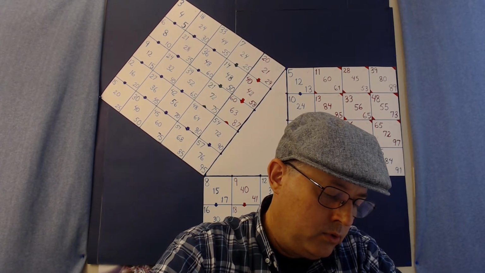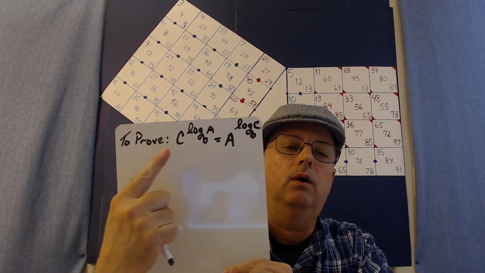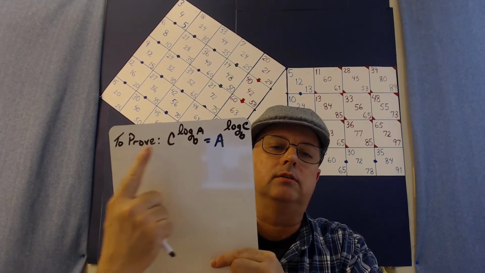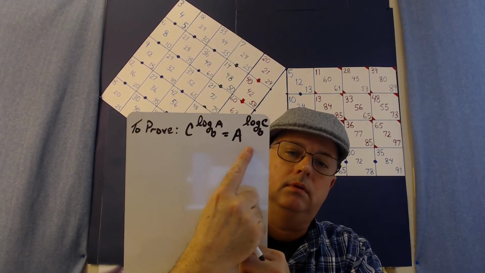To prove that c to the log base b of a is the same as a to the log base b of c. Okay, that's what we're trying to prove here. So let's begin with the left-hand side and make it become the right-hand side. That's what a proof is.